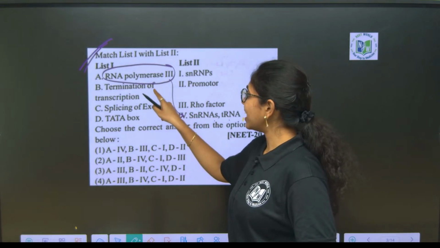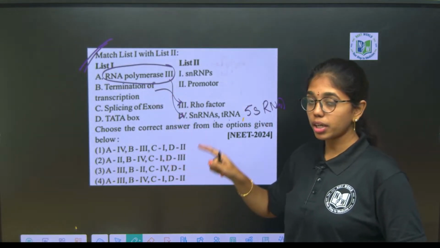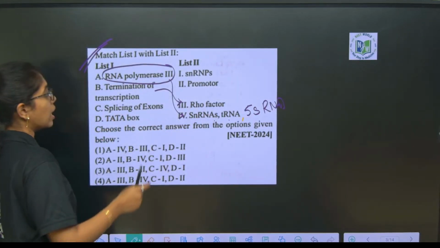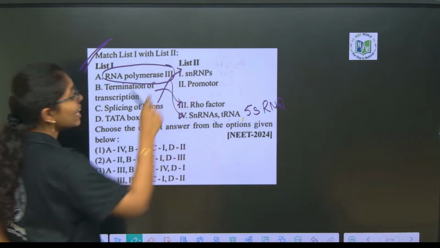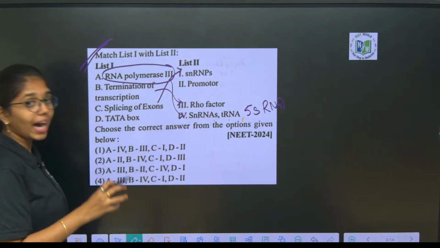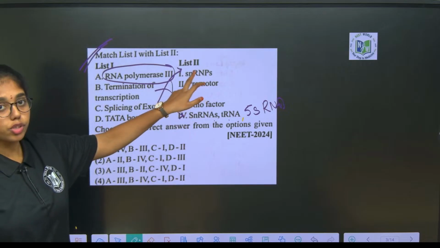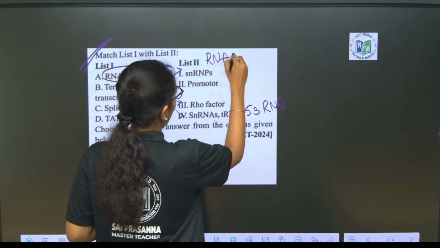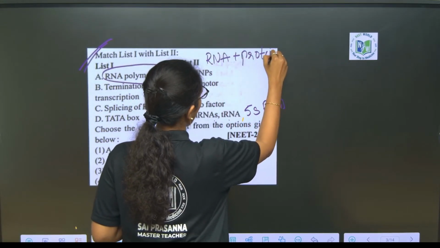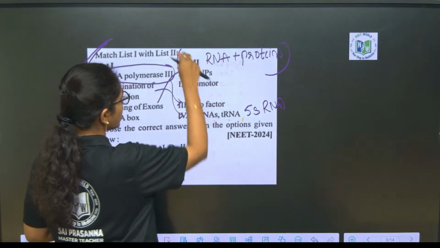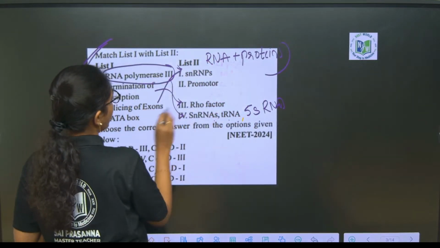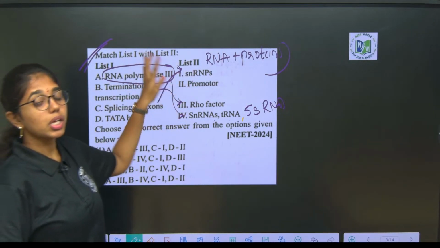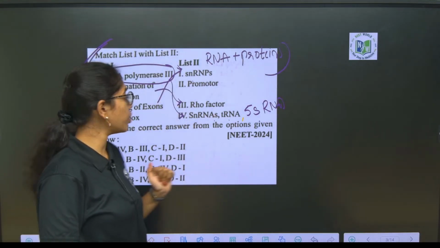Transcription termination is by Rho factor. The termination process in transcription is by Rho factor and initiation is by sigma factor. Splicing of exons is by SnRPs. These are small nuclear ribonucleoproteins, which have RNA and proteins in them. So splicing of introns is done by SnRPs. This is the process mediated by SnRPs in a post-transcriptional event in a eukaryotic cell.